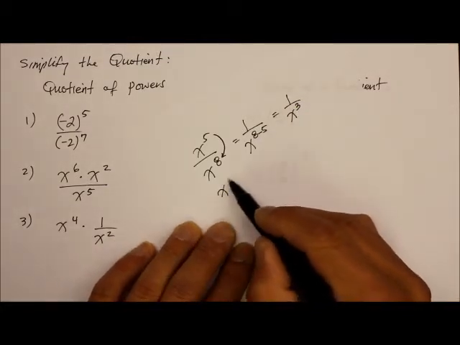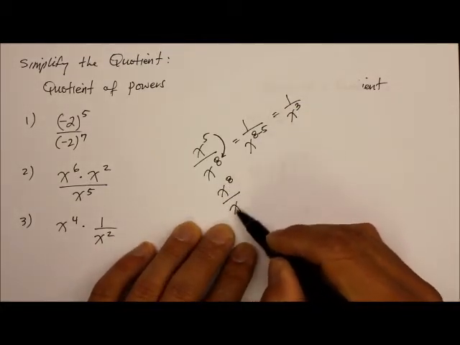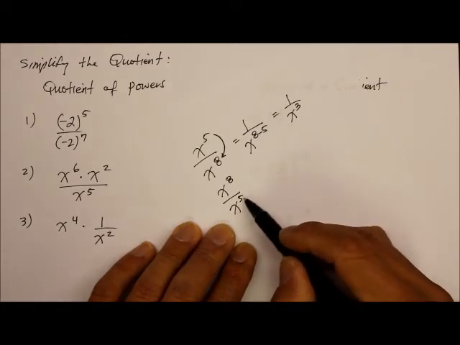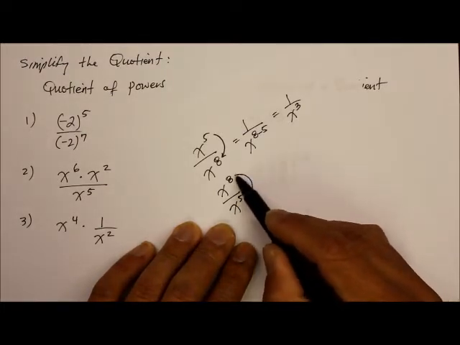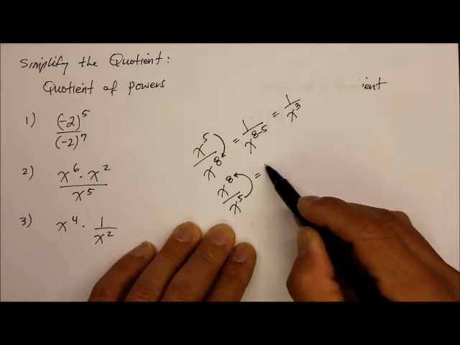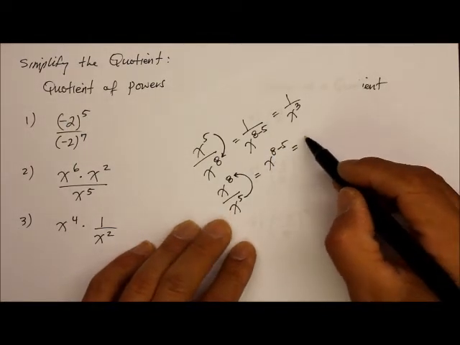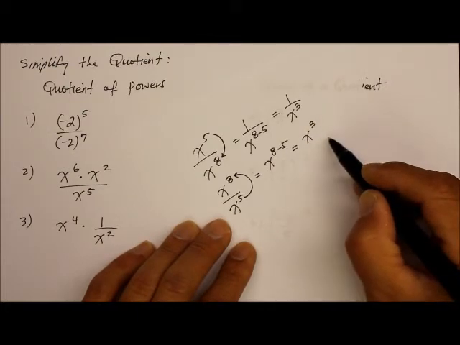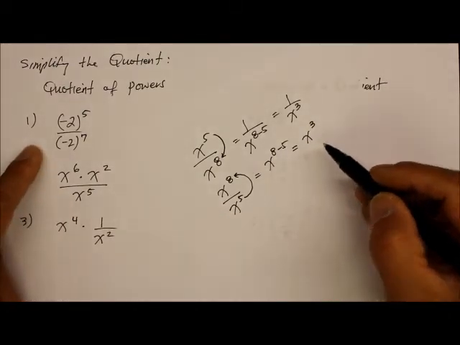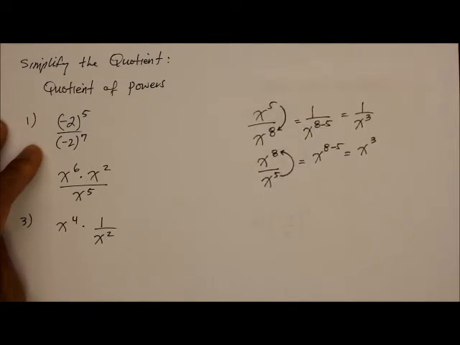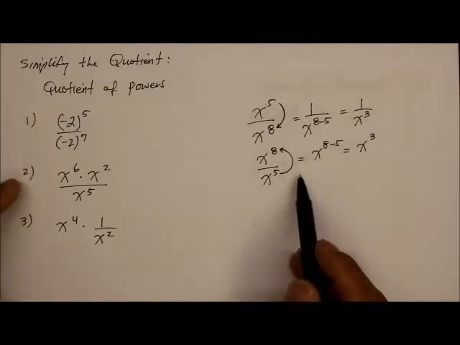Likewise, if this was reversed and the bigger exponent was on top, once again, the smaller exponent goes to the bigger one, and then you subtract the exponents. So for this particular example, you get x to the third. Okay? So now, seeing that example, you try number 1, 2, and 3.